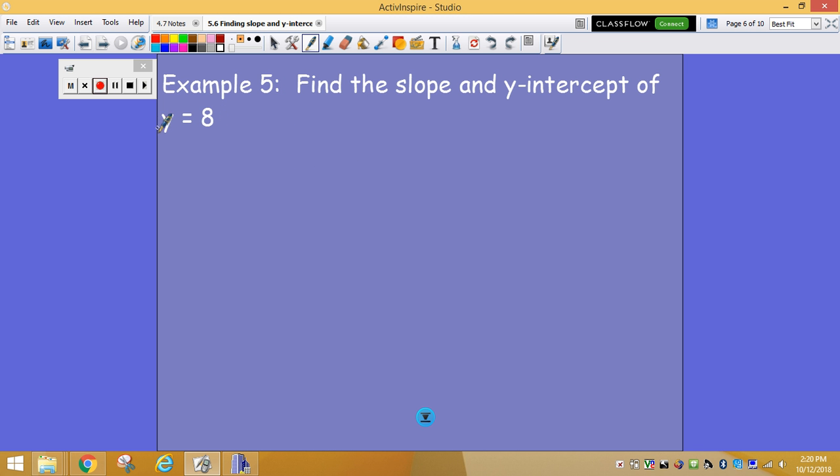Okay, let's do this one. Is y by itself? Yes, it is. But this one doesn't have an x. There is no x. So if there is no x, that means your slope is 0. They just didn't put it, 0x. So if there is no x, your slope is 0. And your y-intercept is just the number that it equals. So your y-intercept would be 8.